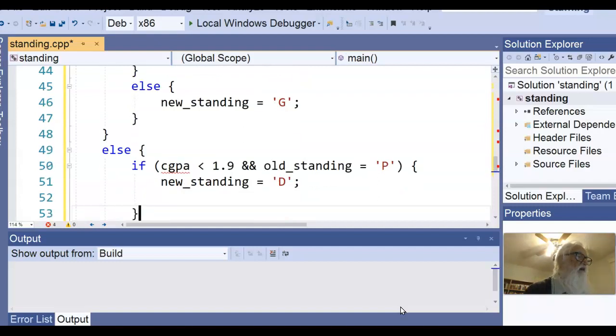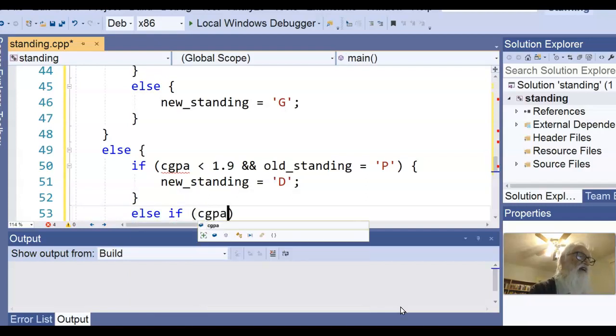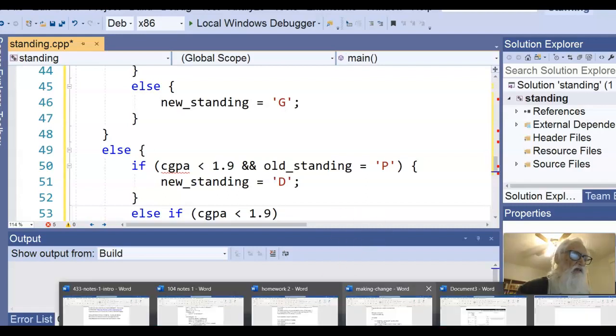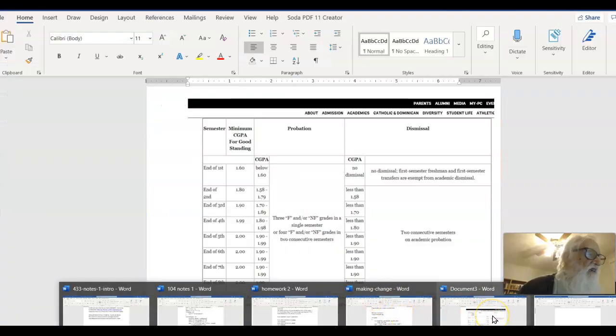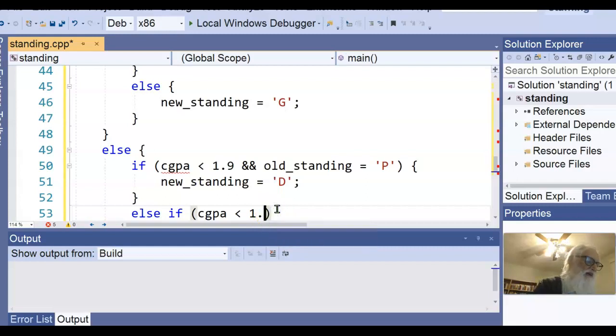And now I have, yes, that's already there for me. So that's done. Else if the CGPA is less than 1.9, then we are talking, oh, I think that's a rule. Let me check again, make sure I have the rule. No, I don't have it right. It's 1.8 at this point. Actually, I have a mistake. The fourth semester is different, but I think I'm going to ignore it for a minute. So this should be 1.8.